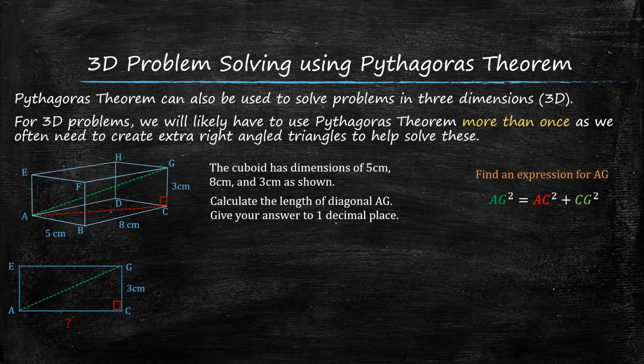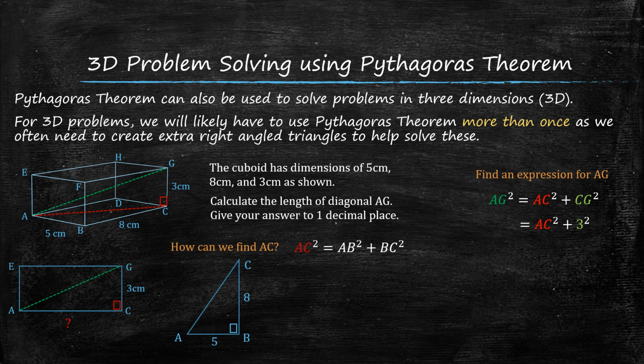So we have an expression for AG. AG squared equals AC squared plus CG squared, which is equal to AC squared plus 3 squared, as we have the length of CG. So then the question becomes, how can we find the length of AC? Well, looking at the cuboid again, the length of AC can be found by using the triangle ABC. We have a right angle triangle here again, as the base of the cuboid will be a rectangle, so its angles will be right angles. AB we know is 5 centimeters, BC is 8 centimeters, so using Pythagoras theorem we can work out AC.